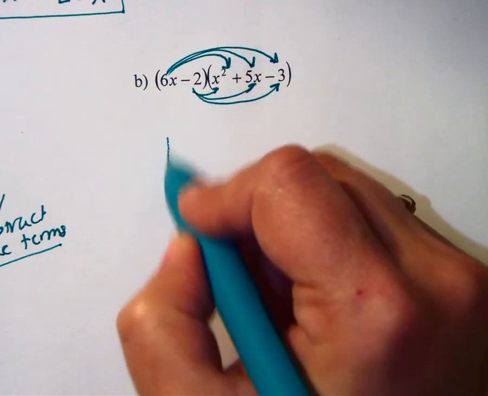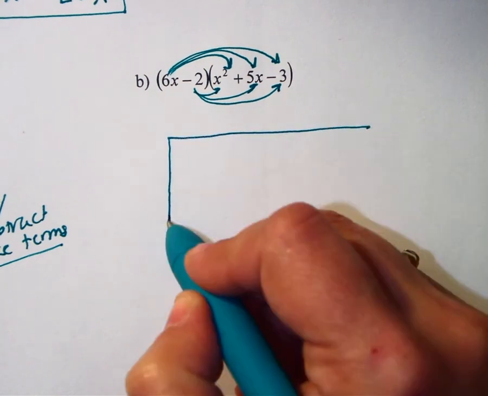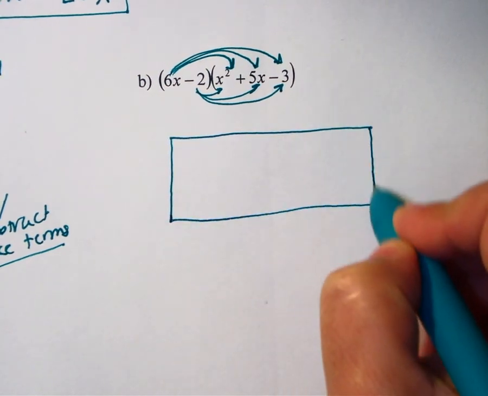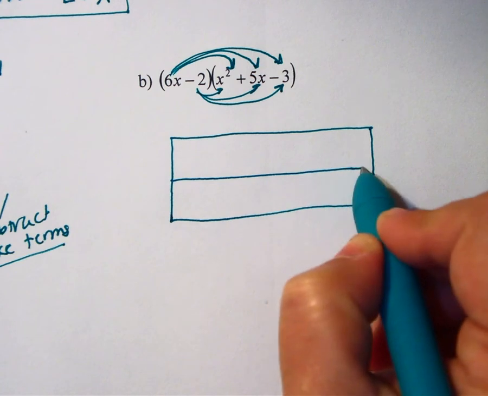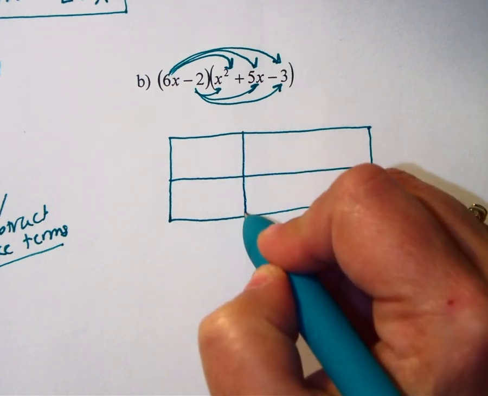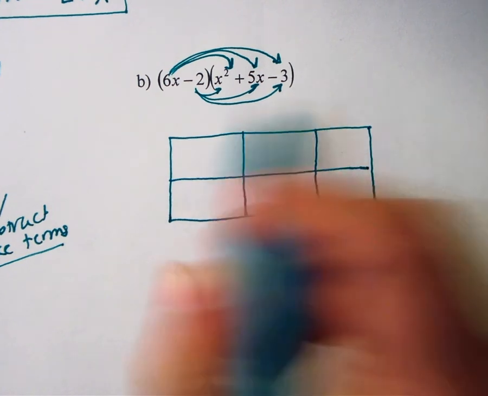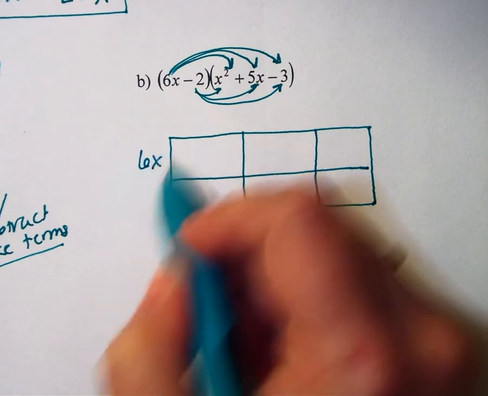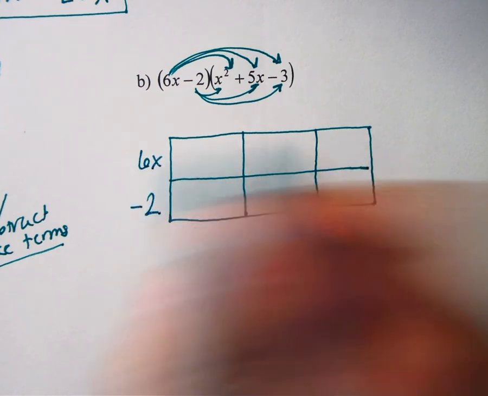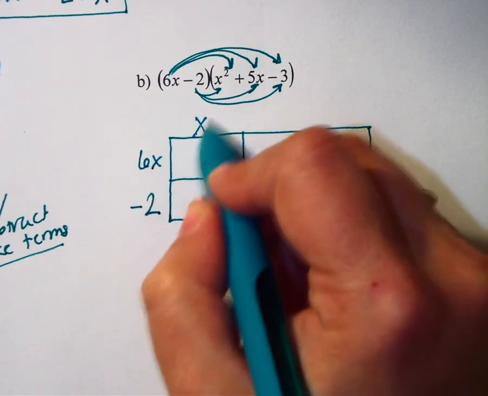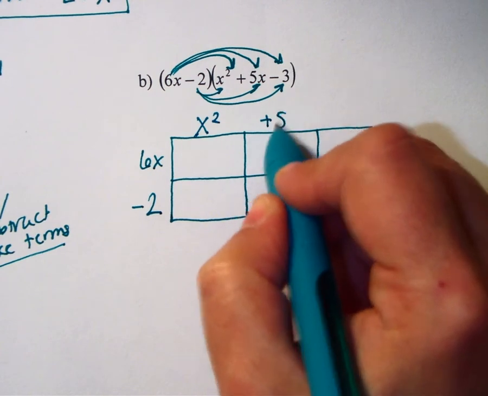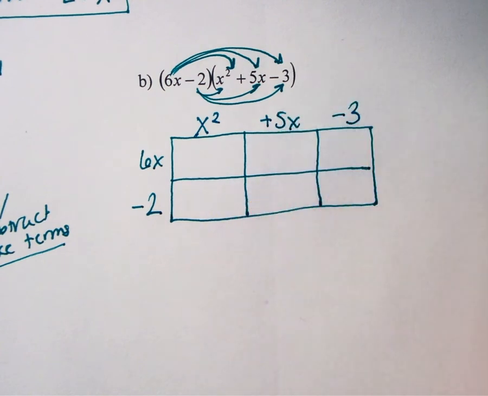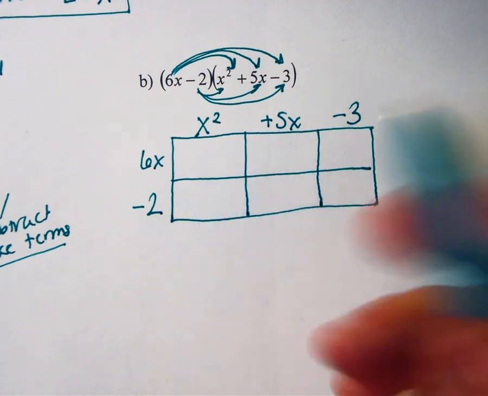Now, like I said, you can do a box method. I personally like the box method just because it takes up less space and helps you stay organized a little bit better, so you don't accidentally forget something. So I've got a 6x and a negative 2. I'm going to multiply both of those by the x squared, the positive 5x, and the negative 3. I'll still end up with 6 boxes, and 6 terms just like you will.